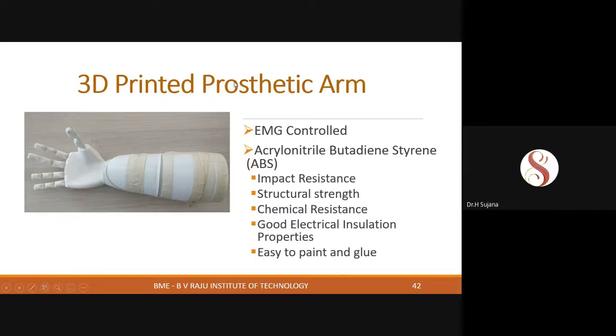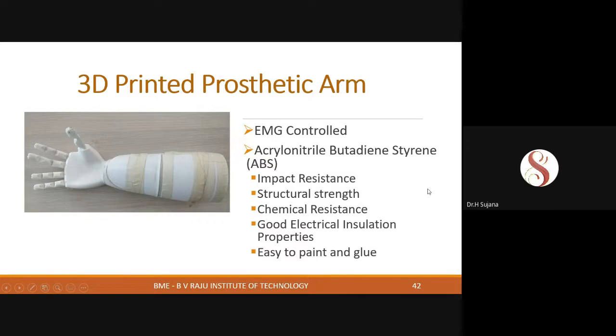So we printed a few things like skulls, bones and all, which help in teaching biomedical engineering students. So this is the first project, which has been done by a BTech biomedical student. He has printed a 3D prosthetic arm by using this ABS material.